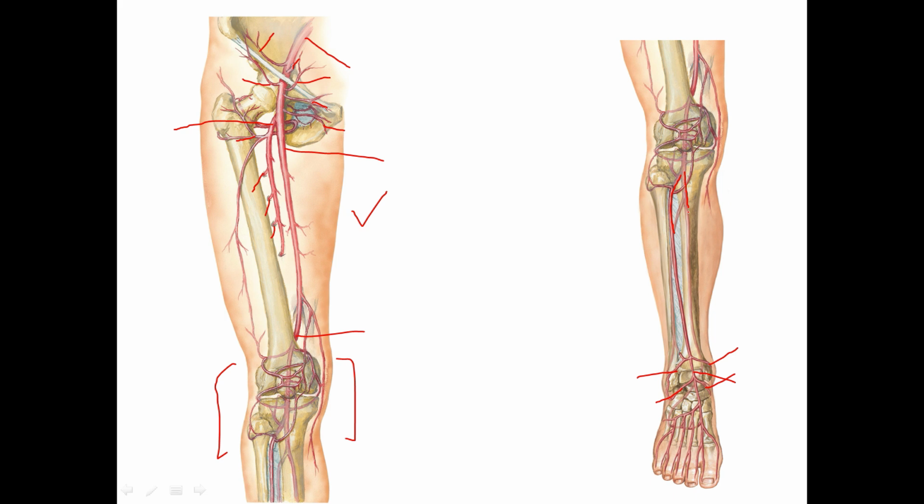Posteriorly, this posterior tibial is going to give one branch, as we can see here, which will go this way. This branch is known as the fibular artery, which is coming from the posterior tibial. This posterior tibial will reach into the sole of the foot and will give two branches. The main one, on the medial side, is the medial plantar, and on the lateral side, we call that the lateral plantar artery.